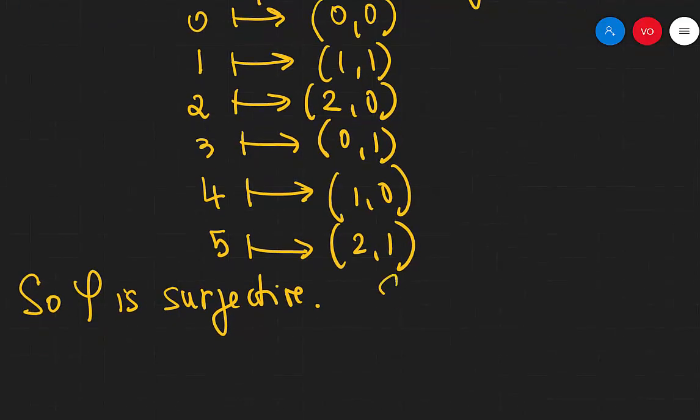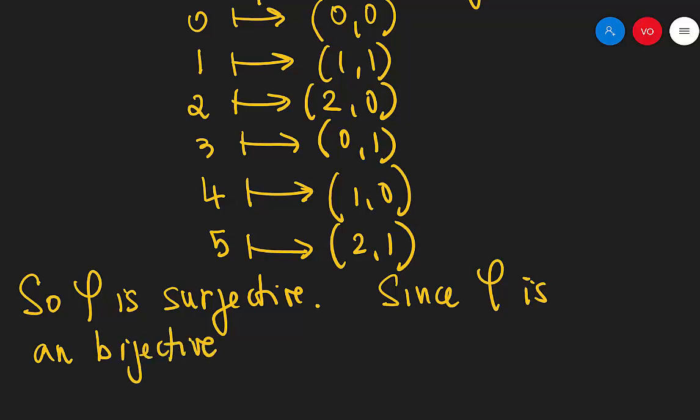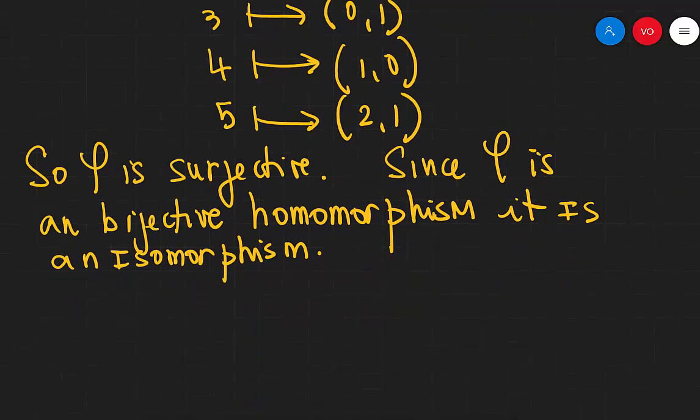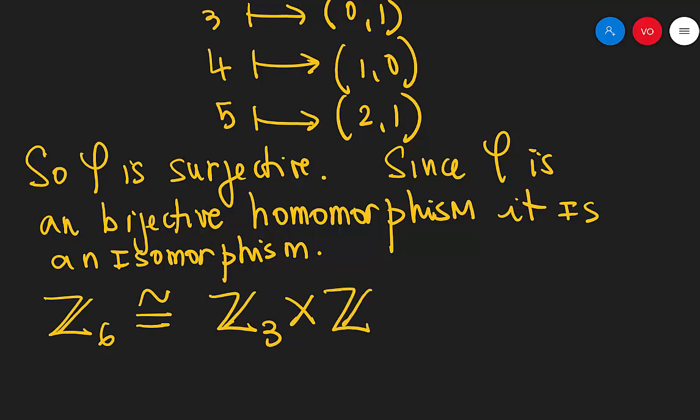So since phi is a bijective homomorphism, it is an isomorphism. Consequently, Z6 is isomorphic with Z3 Cartesian product Z2, as desired.